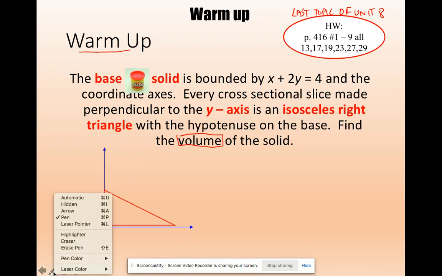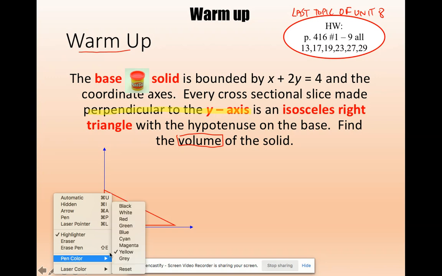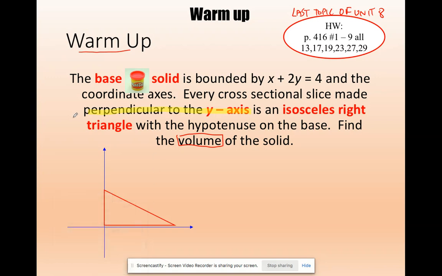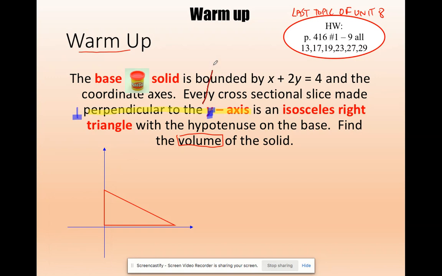The reason I wanted to do this warm-up with you is because every Play-Doh problem that we have done has had the cross-sectional slice perpendicular to the x-axis. So every integral was integrating dx. This time, I've told you that you are making slices perpendicular to the y-axis. So what does that mean for you? You're going to be integrating dy.